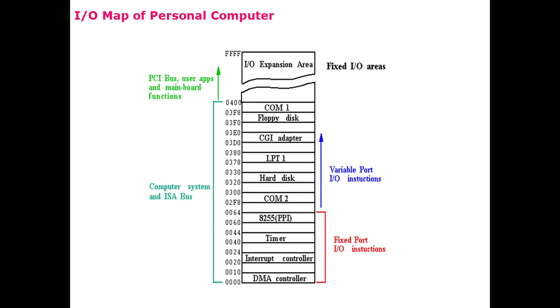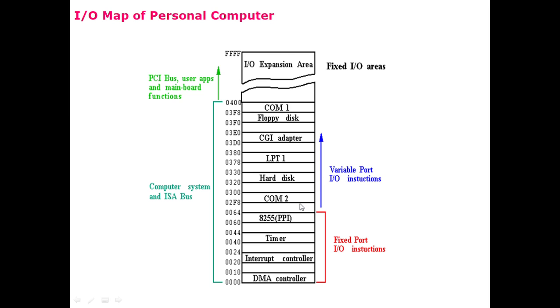Here we have some reserved ports normally used in the personal computer. So all these ports are reserved for the computer system and the ISA bus. And out of these ports, for some of the ports, fixed port I/O instructions are used, because they are using an 8-bit fixed port number as an immediate port address, as we saw in some examples with P8 in the previous slides.